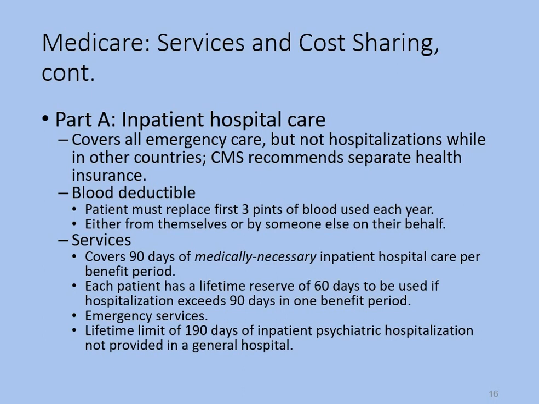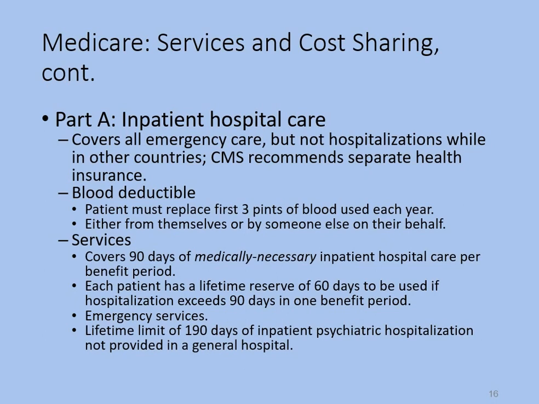There's a blood deductible. Patients must replace the first 3 pints of blood used each year, either from themselves or somebody else on their behalf. Services cover 90 days of medically necessary inpatient care per benefit period. Each patient has a lifetime reserve of 60 days to be used if hospitalization exceeds 90 days in one benefit period. There's emergency services, and a lifetime limit of 190 days of inpatient psychiatric hospitalization that is also provided, that is not provided in a general hospital.